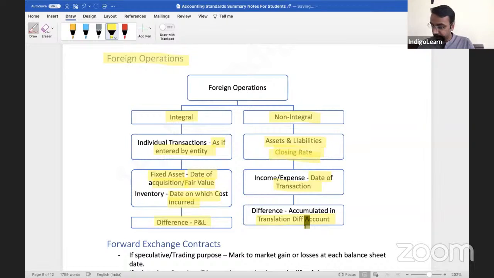Whether exchange gain is taxable as per the income tax? Yes, obviously, if you realize more amount, it will be taxable, right?